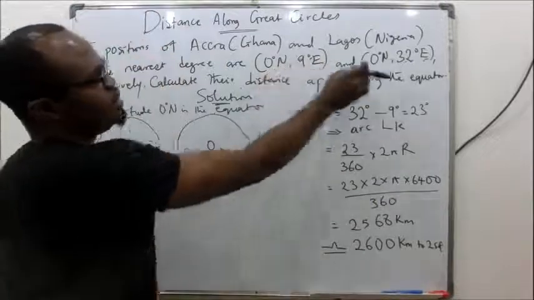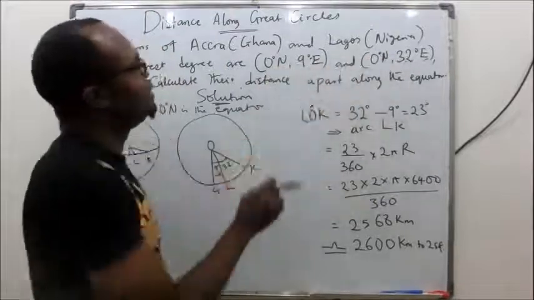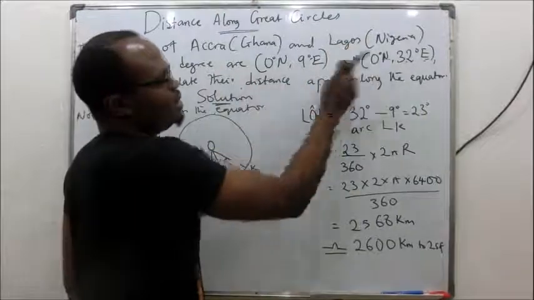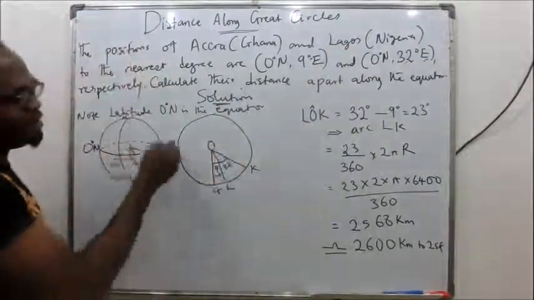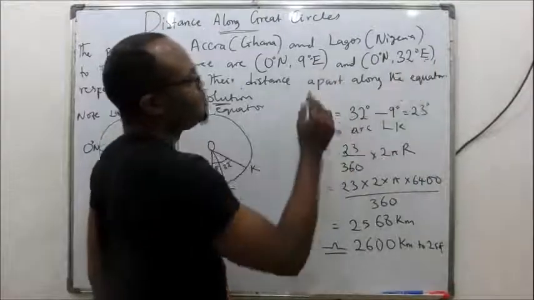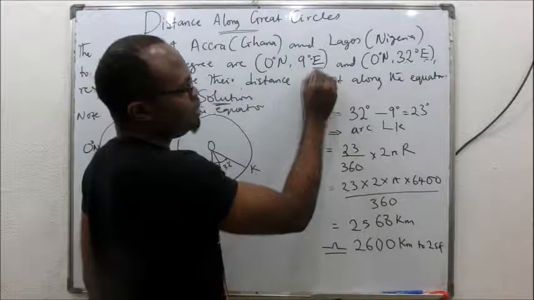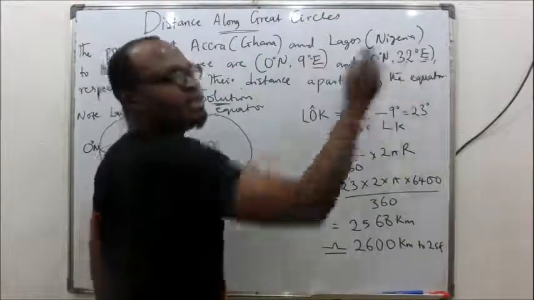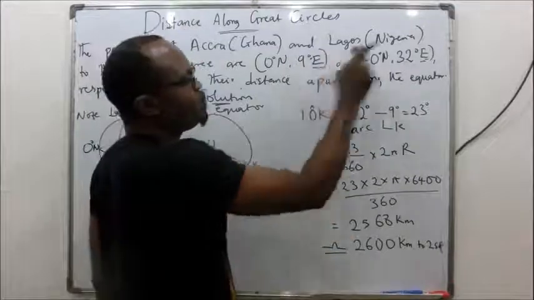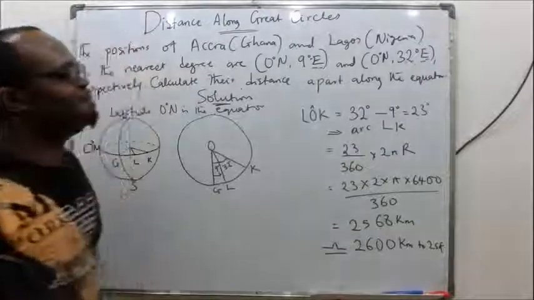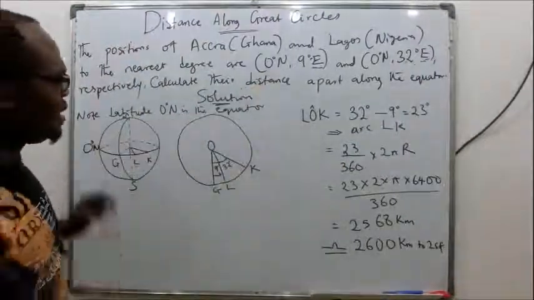Just look at the positions of the two places that you are given, Accra and Lagos. The one that is constant is the great circle that you're calculating across. Then you check the one that is different. If it is east-east, subtract. If it is west-west, subtract. But if you have east-west, add. If you have west-east, also add. And this is for across the equator.